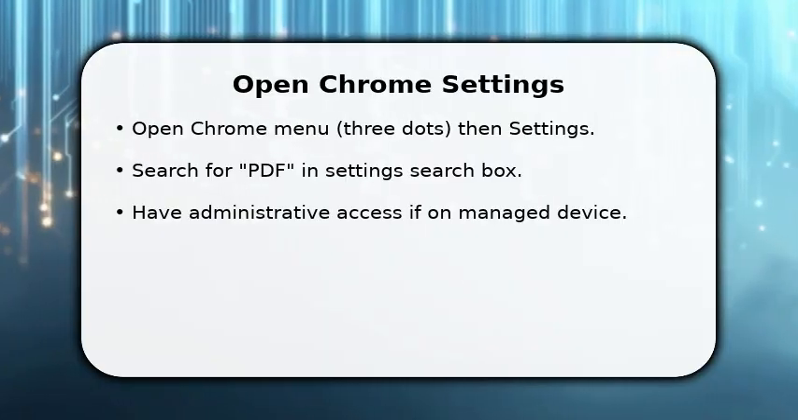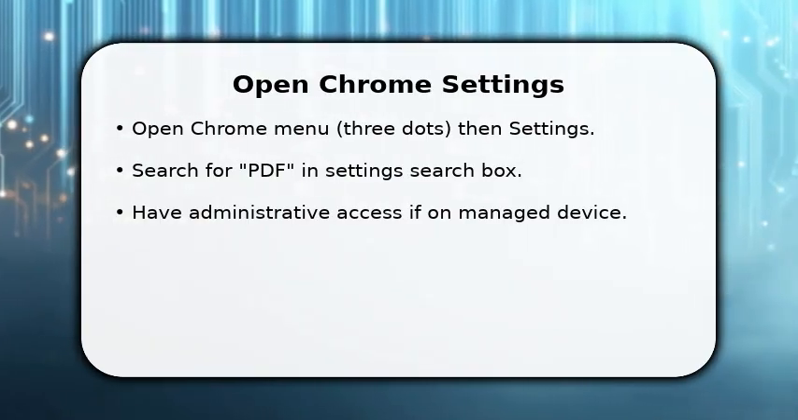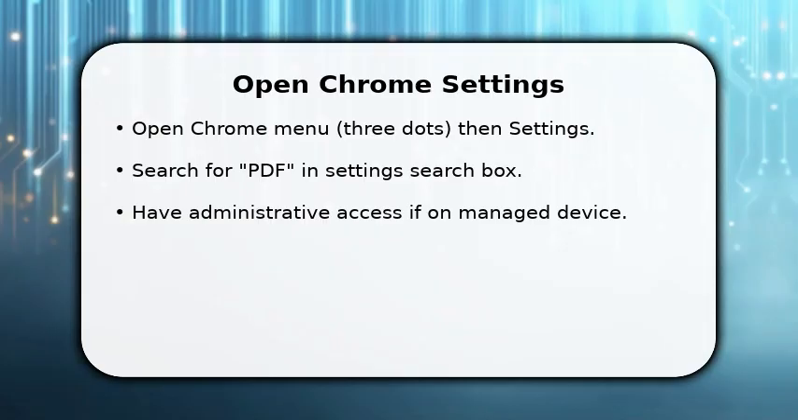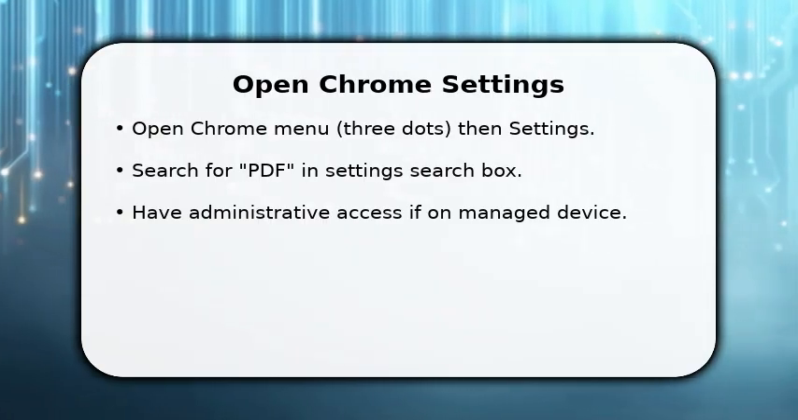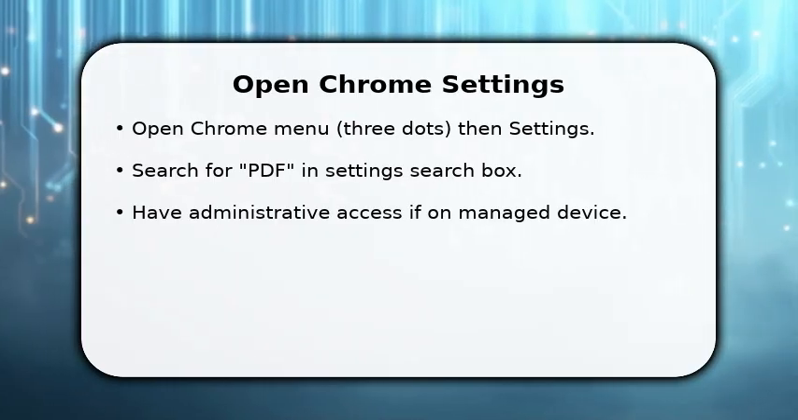You start by opening Chrome and going straight to Settings. This gets you to the controls fast. In the Settings search box, type PDF so you land on relevant options quickly, and make sure you have admin privileges if the device is managed.